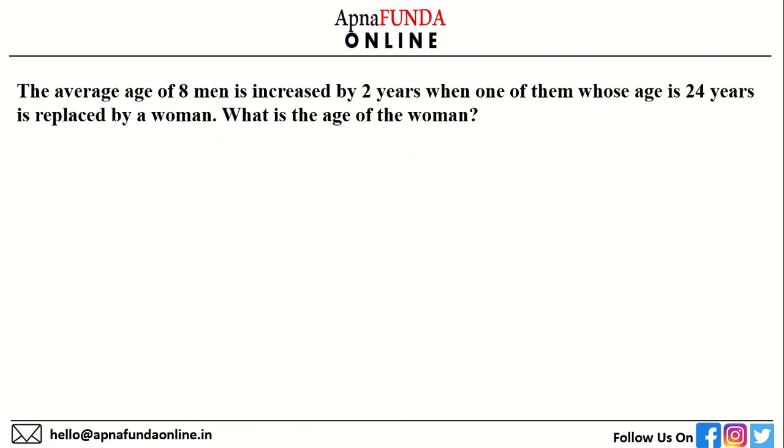The average age of 8 men is increased by 2 years when one of them, whose age is 24 years, is replaced by a woman. What is the age of the woman? Simple question. We just solve it step by step. Firstly, we know that there are 8 men who had a certain average, but the average increased when one man got replaced by a woman. So let's say the 8 men average is x years.